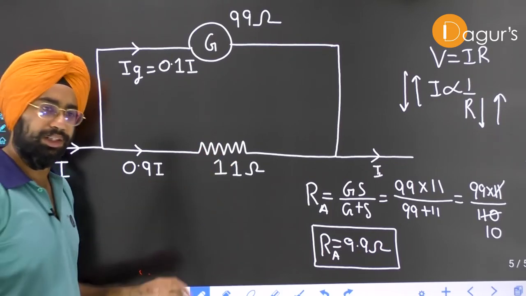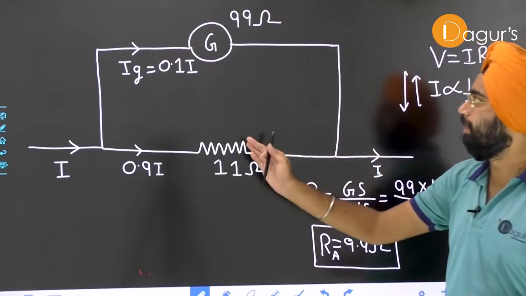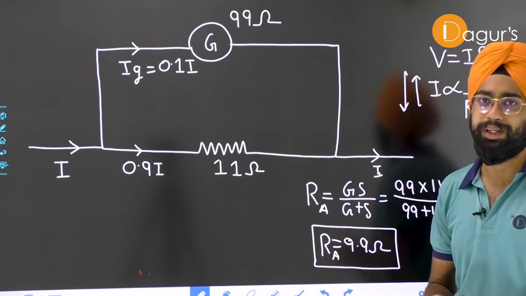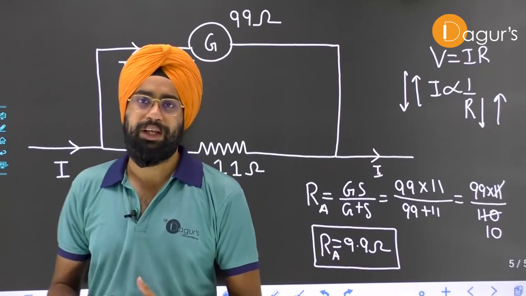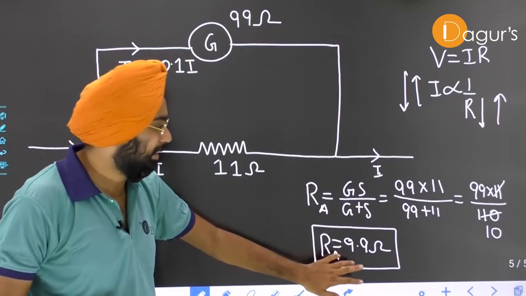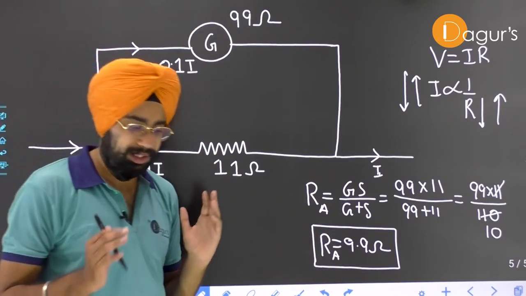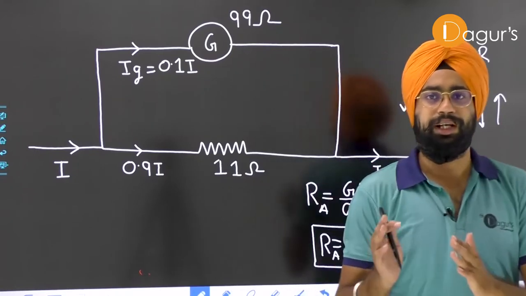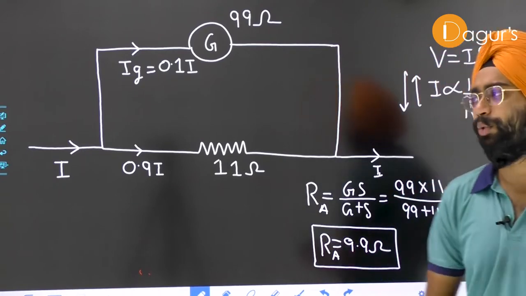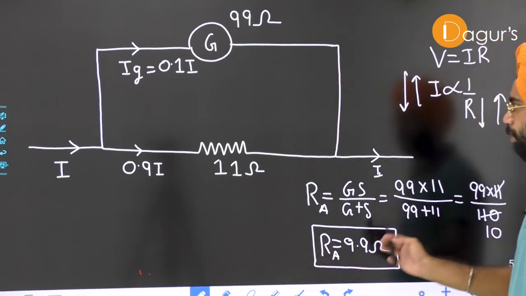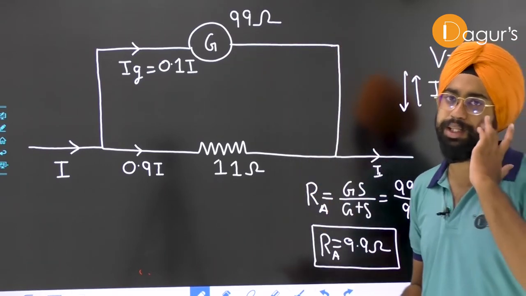So, the resistance of the ammeter is smaller than the resistance of the shunt and the resistance of the galvanometer. So, in a competitive examination, say NEET or JEE, if the resistance of the ammeter comes out greater than the shunt or galvanometer resistance, then it clearly means that you have made a calculation mistake. So, a point to be noted here is that the resistance of the ammeter is lesser than the resistance of the galvanometer and the resistance of the shunt.